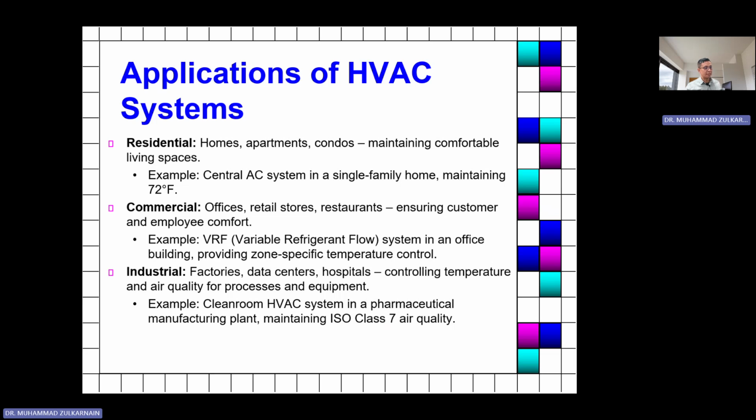So maybe we can implement the VRF, variable refrigerant flow. In our faculty, in the lecture hall, we also implement this VRF, so we can control the flow, the amount of the flow, the speed of the fan, and then also the temperature itself. So that means we use the VRF.